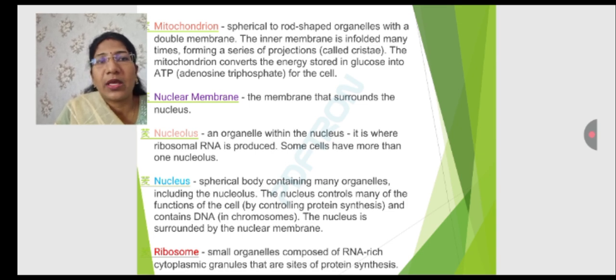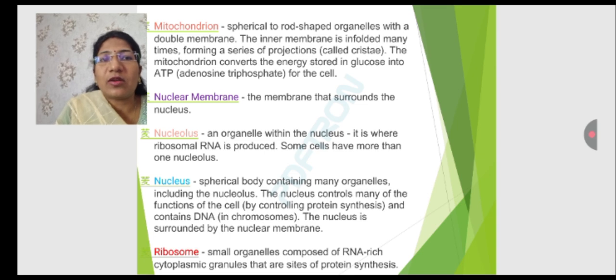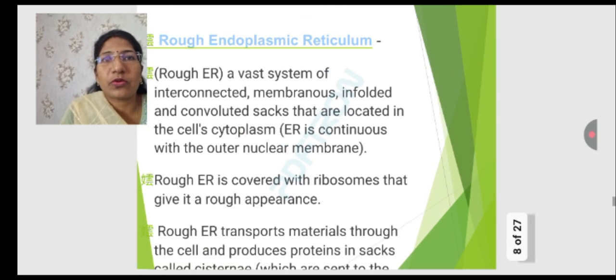Then ribosome. Ribosome is a small organelle composed of RNA and rich cytoplasmic granules that are the sites of protein synthesis. It is always asked, what is the site of protein synthesis, or "blank is the site of protein synthesis." The answer is ribosome.